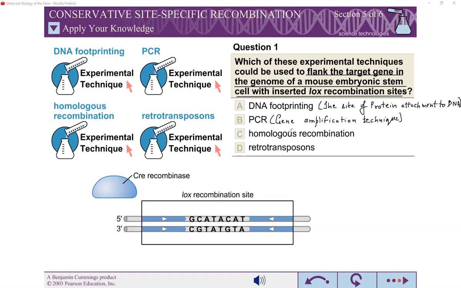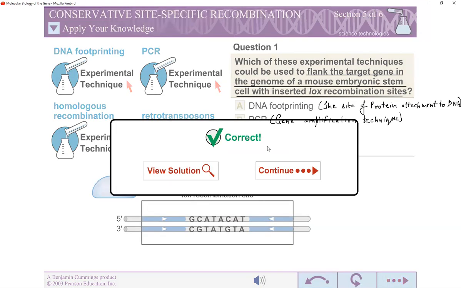And the last, homologous recombination can be used in order to flank the target gene and then inhibit a particular gene of interest. Okay, so we can use the homologous recombination. This forms the correct answer. Now moving back to the next question.